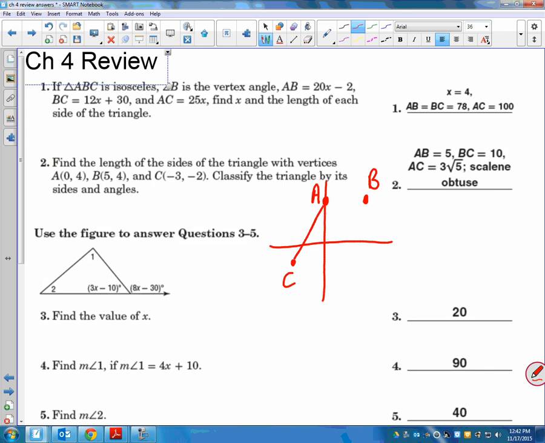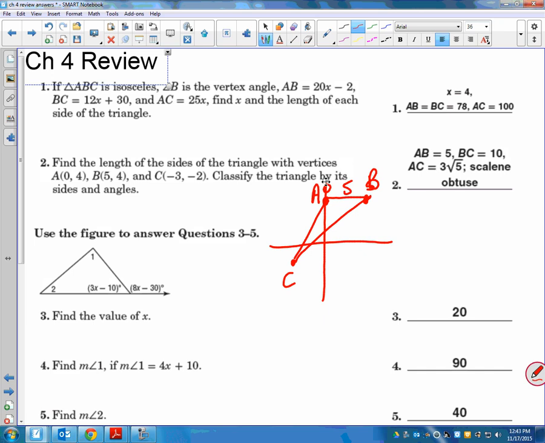Why am I sketching it? Because remember, if you have any horizontal or vertical lines, you don't necessarily have to do the distance formula. You could, but when you're here at 0, 4, and you go to 5, 4, you're at the same y value, you can just say, how far is it from 0 to 5? 5 units, so that's where you can get 5 for AB.